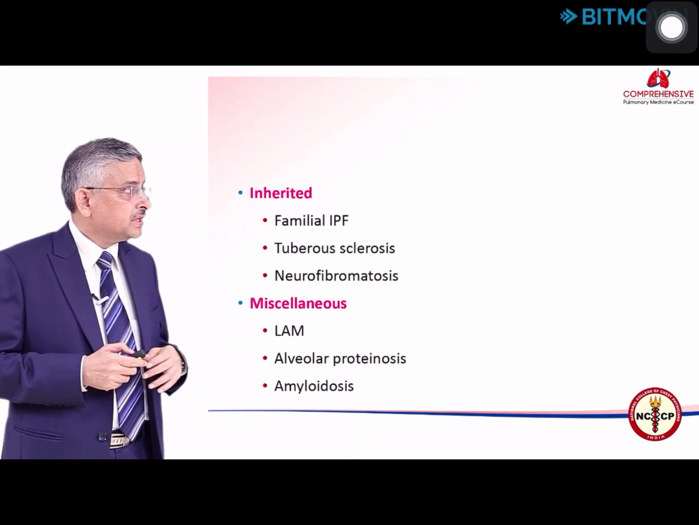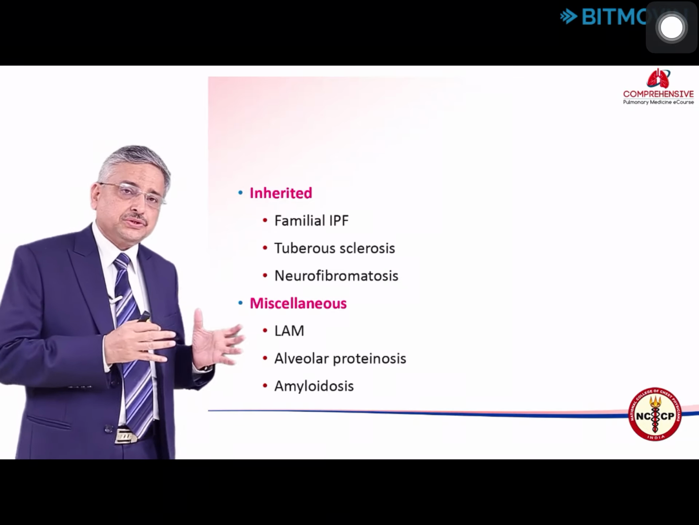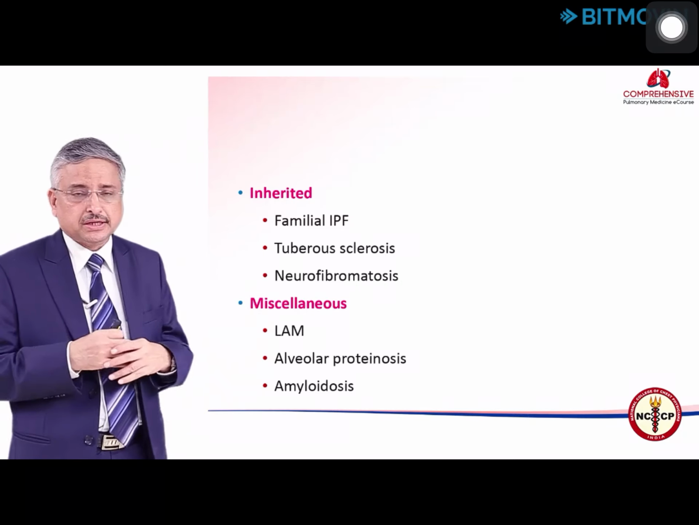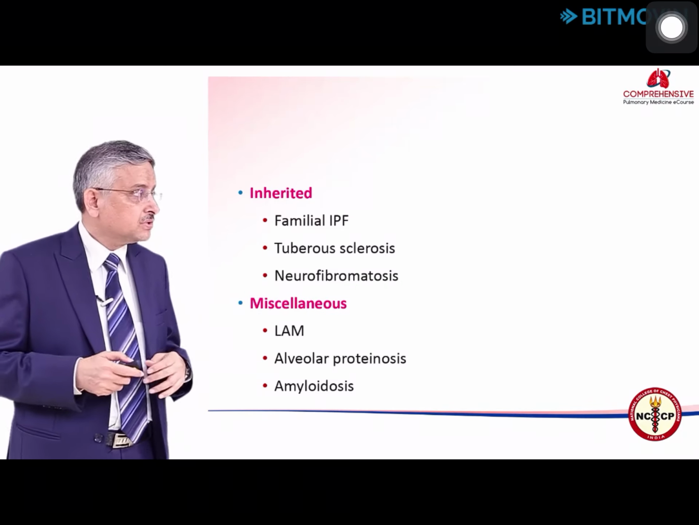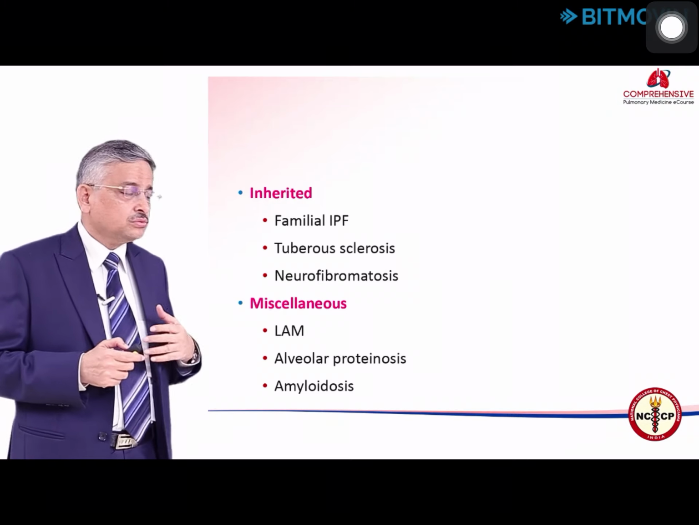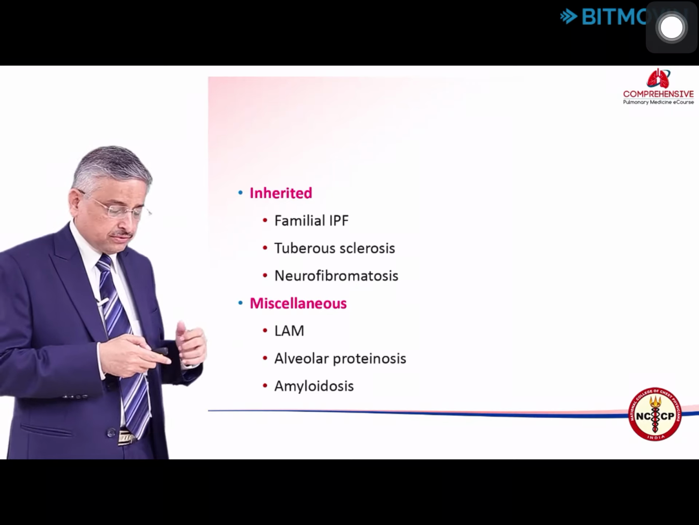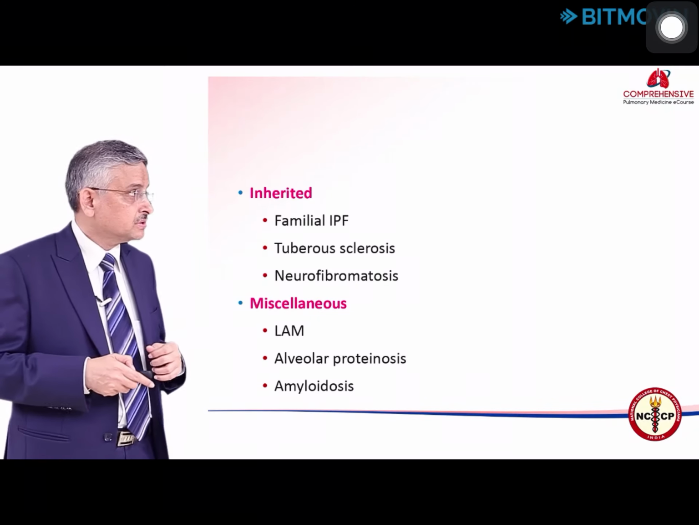Then we have the inherited ILDs, and that is why family history sometimes becomes important. If you have a patient who has a relative who is diagnosed with IPF and this patient comes with ILD, it is likely that this could be familial ILD and this may be a family which has IPF. Same goes true for patients who have tuberous sclerosis and neurofibromatosis, and then you have the rare forms of interstitial lung disease like LAM and alveolar proteinosis.